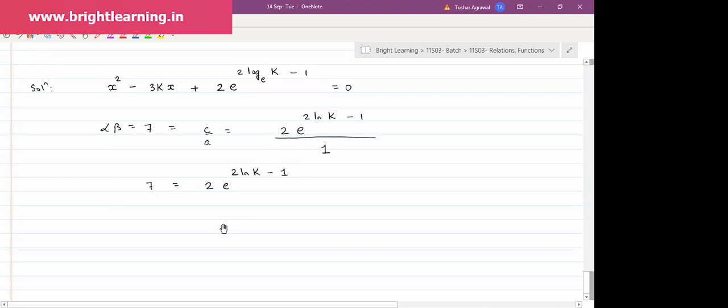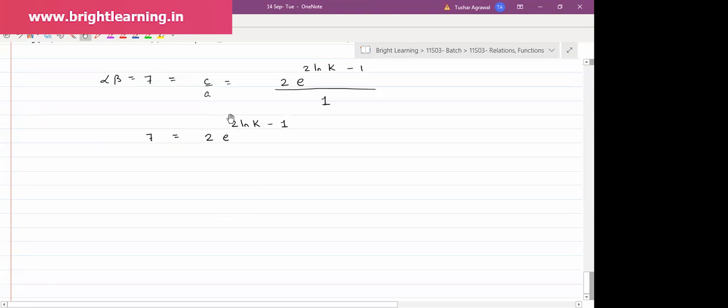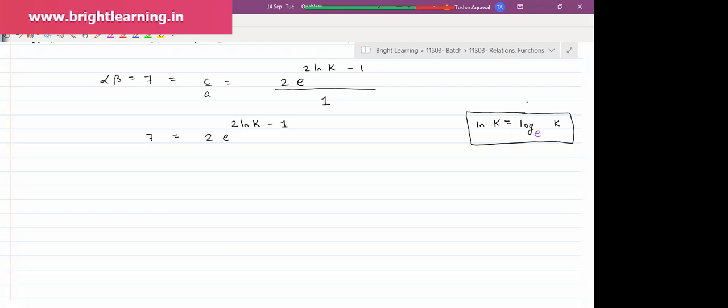Sir, ln k means log k, no? Yes, ln k means log k, and that too with the base e. That is the meaning of ln k. If the base is e, we use ln. If the base is 10, we can just write log k and ignore the base. Even if you don't write it, it is understood.